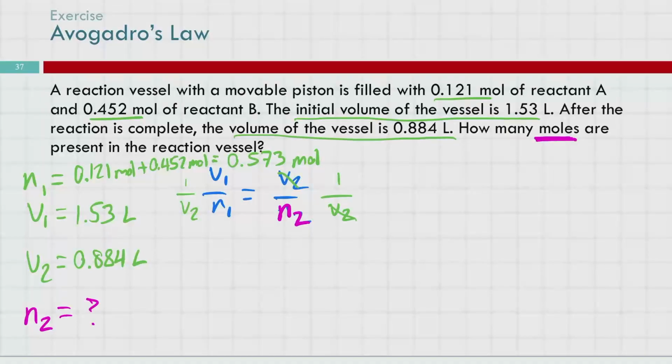And then magic happens, and you rewrite this. Notice where our N2 is. It's still on the bottom, right? Sometimes people will magically rewrite this as N2, and then the other side is V1 over V2 N1. What mistake did I make when I did this?